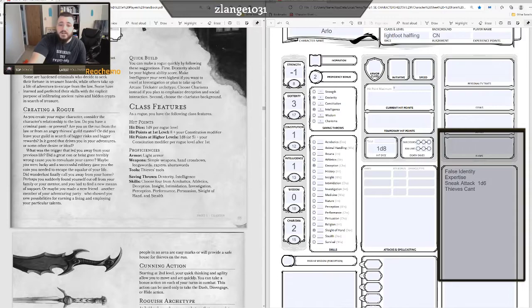Hit points at higher levels: every time you level up, you will roll your hit die of 1d8. And then you will add your constitution modifier to that and that'll be your new max hit points.